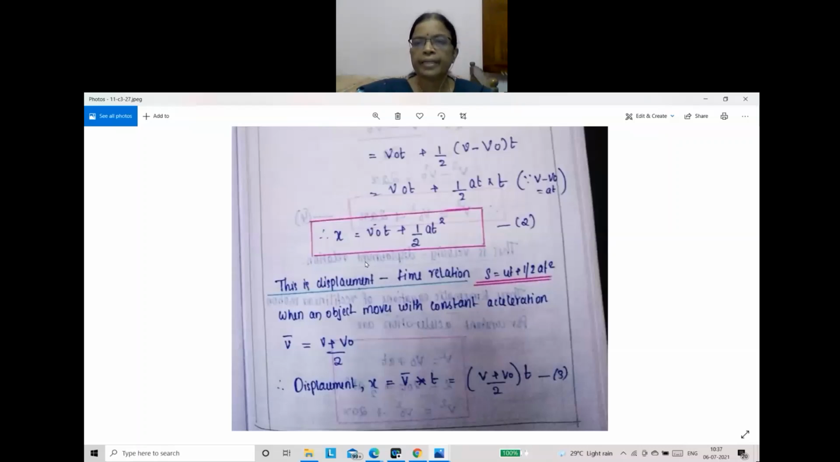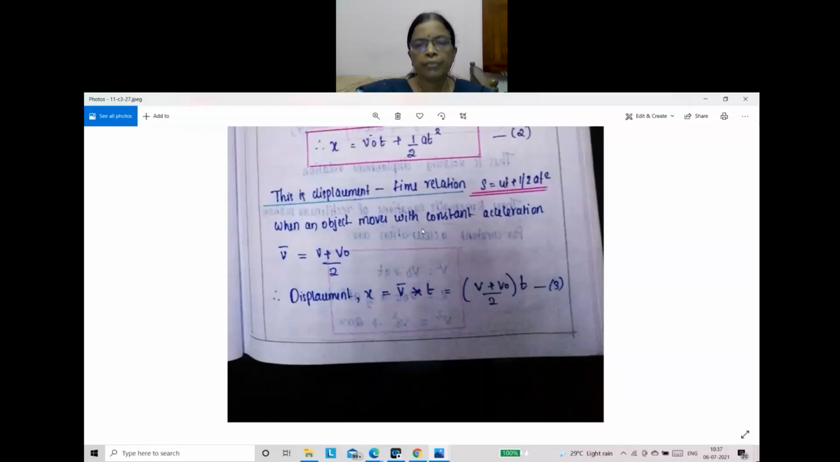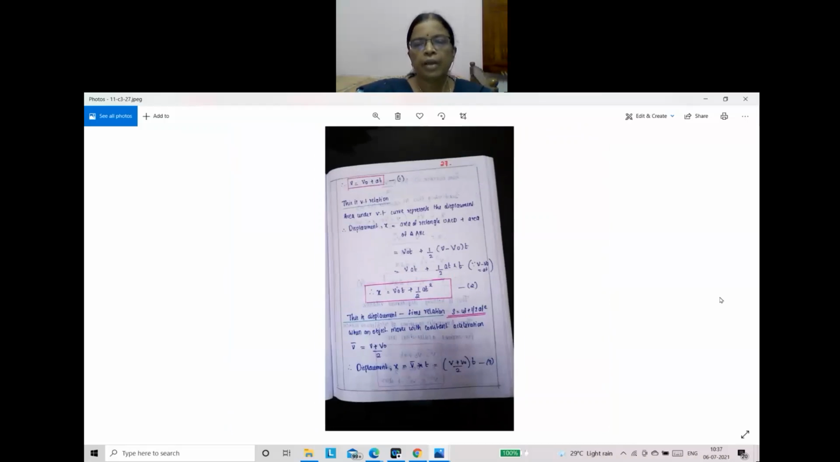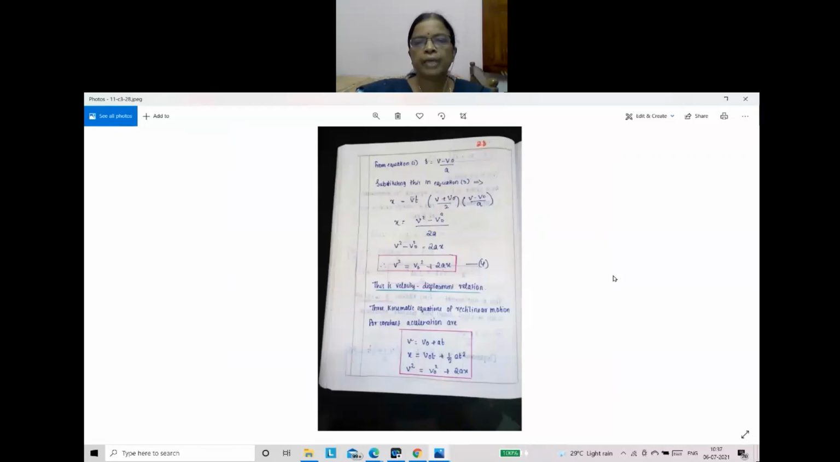Very important relation. X means what, children? Displacement. V0, initial velocity. T, time interval. A, acceleration. Very good. So now we have derived the three equations of motion. Very important relation. You have to derive and study.